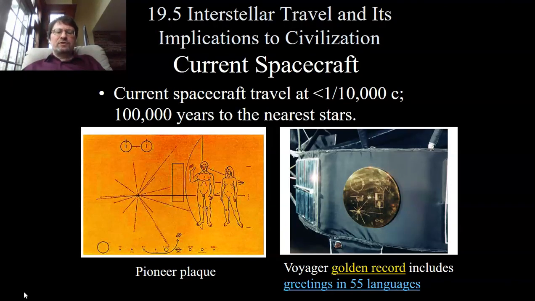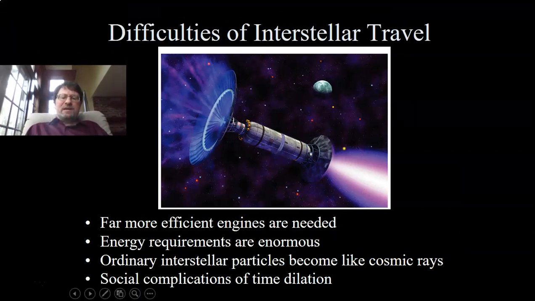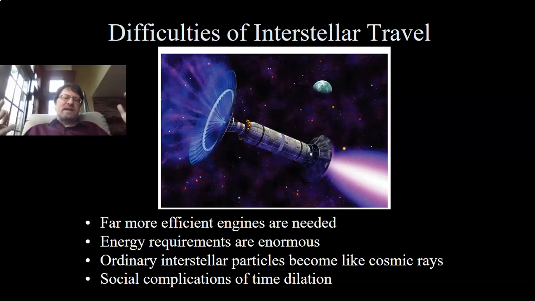So I encourage you to listen to more of what's on the golden record should you so desire. Now, travel through interstellar space is going to be very difficult. The idea is that, first of all, you're going to need much more efficient engines than what we're currently using. There are ideas on how to do this with current technology, something called Project Orion, where you basically, on the back end of your spacecraft, set off nuclear bombs, which then propel you forward.